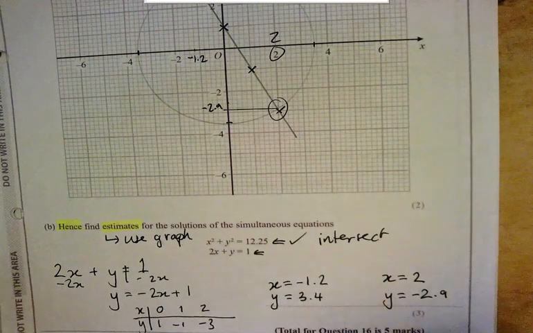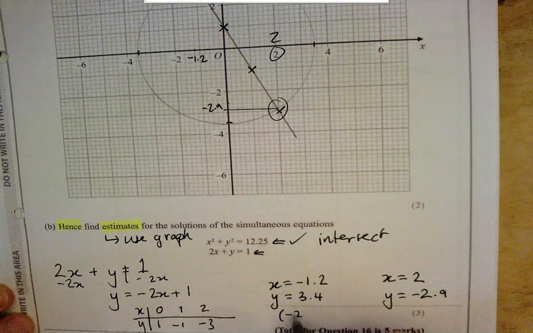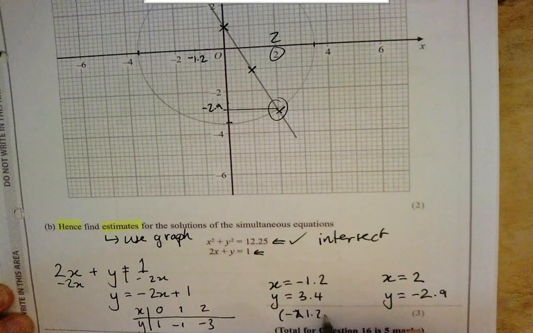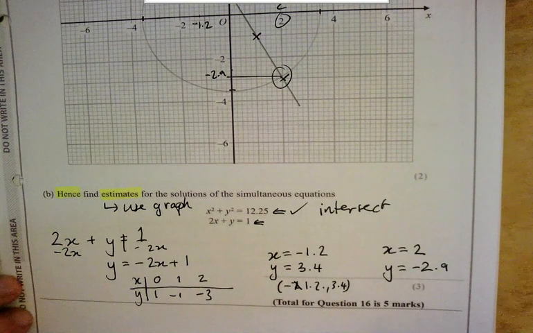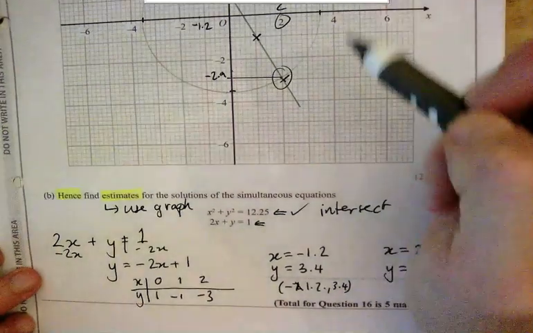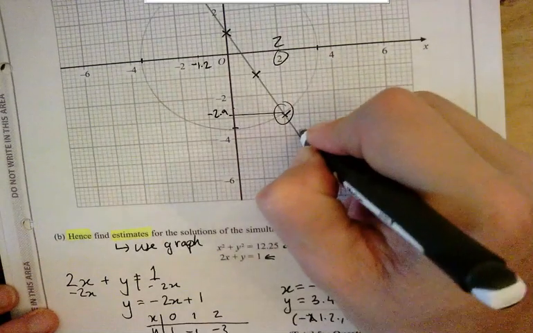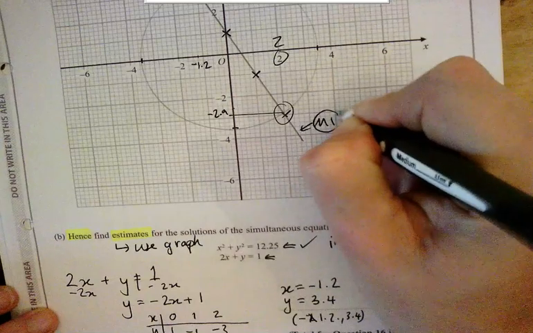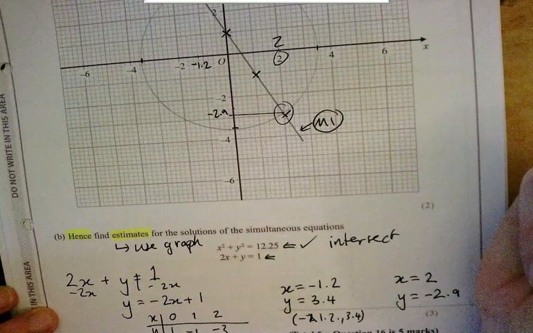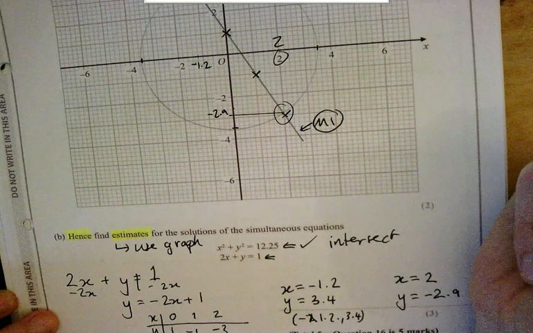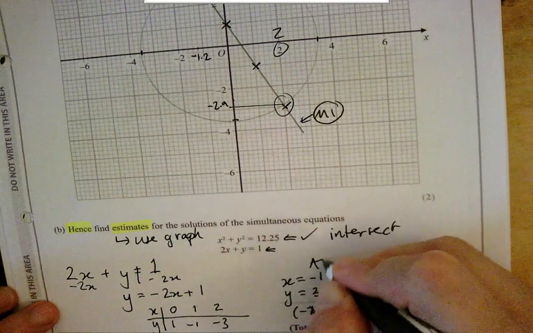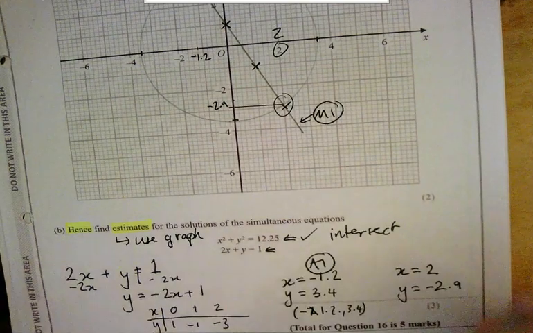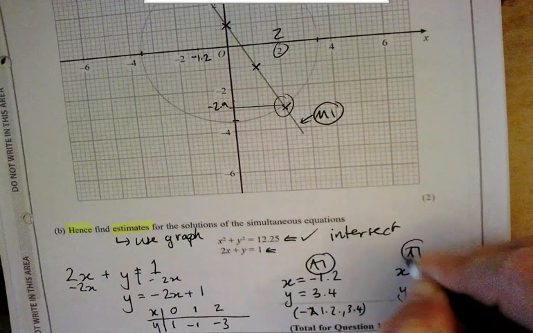If you've given them as coordinates, so if you've written this as negative 1.2, 3.4, that's also fine as a way of writing your answers. You would get 1 mark for drawing the graph of 2x plus y equals 1. You would get 1 mark for a pair of x values or y values or a correct xy pair. And you'd get another mark for the second pair, so for both pairs.